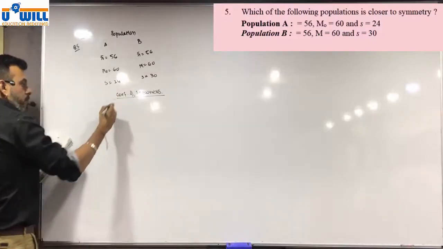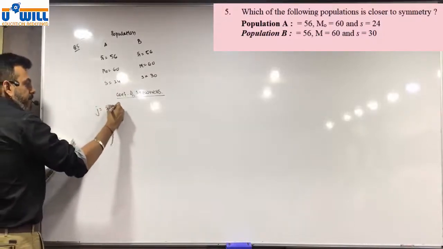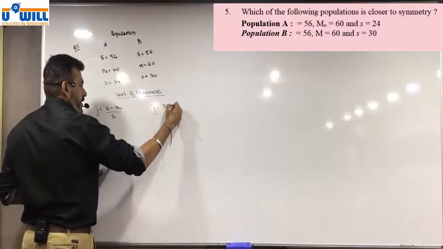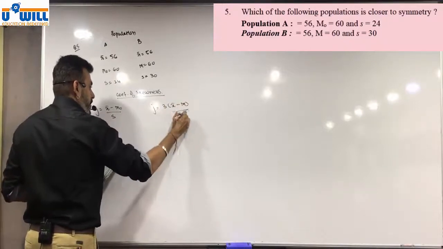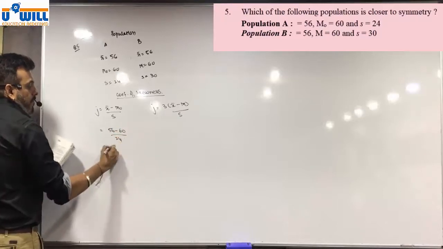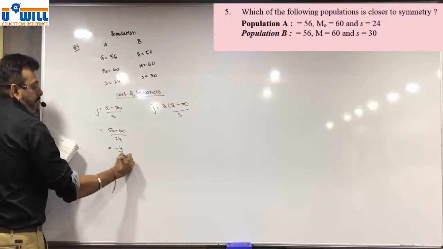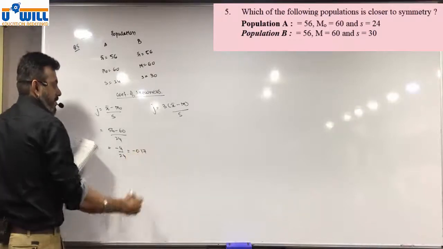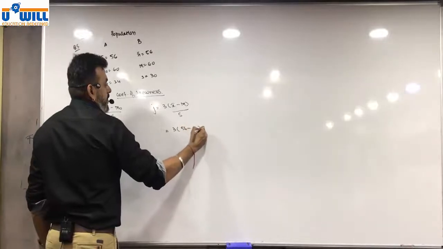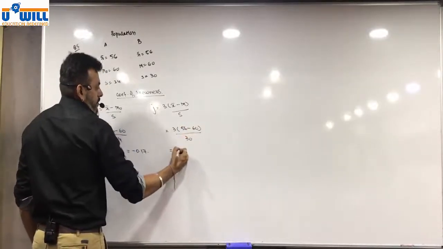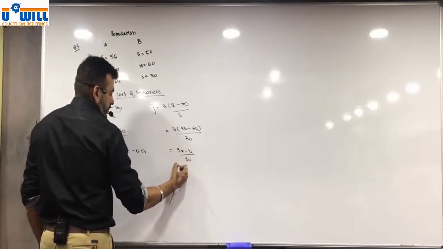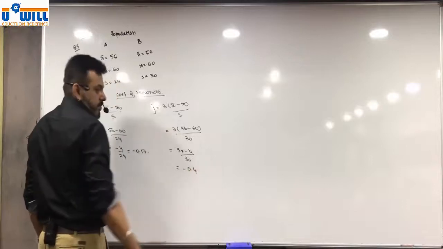Coefficient of skewness J is equal to x bar minus mode upon S, and J is equal to 3 times x bar minus median upon S. So 56 minus 60 by 24, minus 4 by 24, minus 0.17. And over here, 3 into 56 minus 60 upon 30, 3 into minus 4 by 30, minus 0.4.